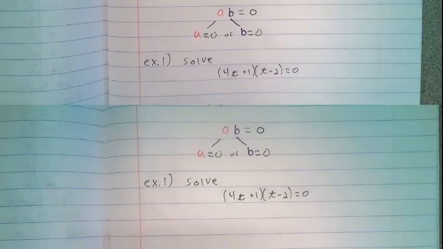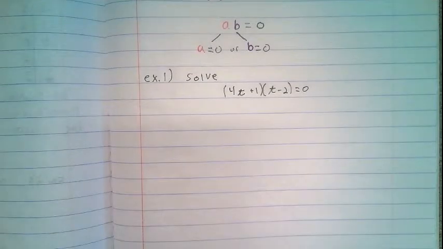So for our first example, we're going to solve the quantity 4t plus 1 times the quantity t minus 2 equals 0. And the two things we need to use the zero product property to our advantage is, number one, we need it to be equal to 0. And number two, we need it to be multiplication. So we can identify an A and a B, or even a C and a D, if it's all multiplication. So now let's take a look at what we have.